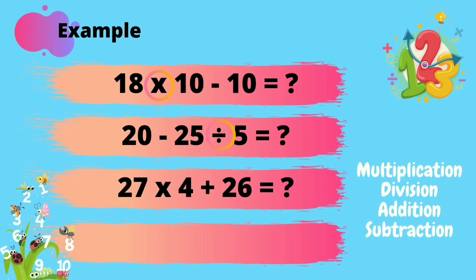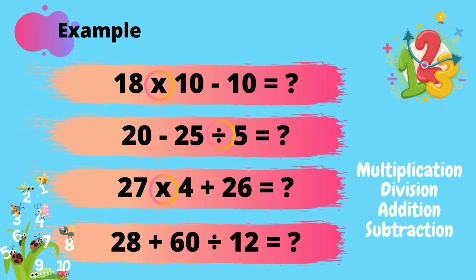Third example, 27 times 4 plus 26. The operations used are multiplication and addition. The first thing we must do is to multiply before we add. And last example, 28 plus 60 divided by 12. If the operations used are addition and division, the first thing we must do is to divide before we add. And that's it. Always remember the MDAS rule for us to better understand how to perform series of 2 or more operations in a given equation.